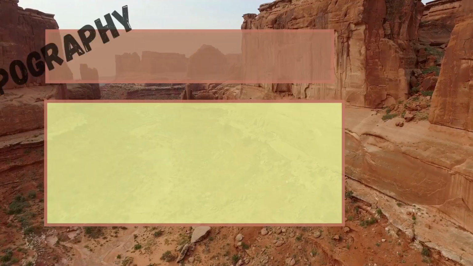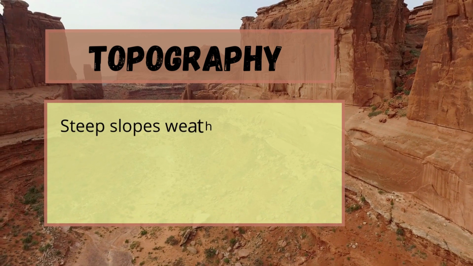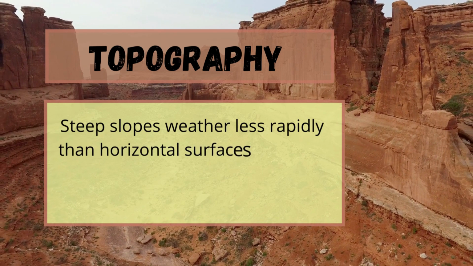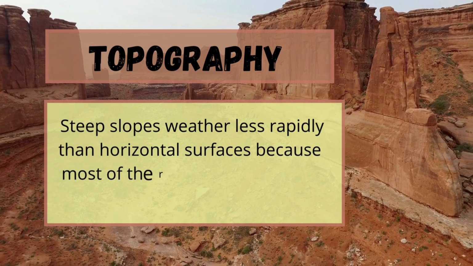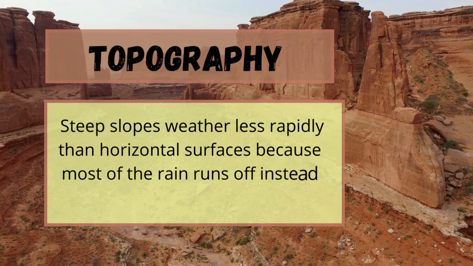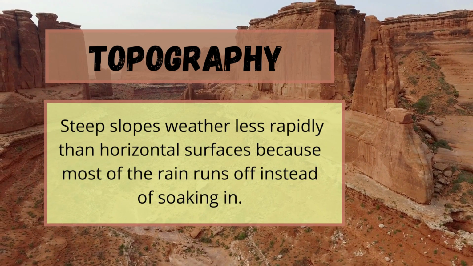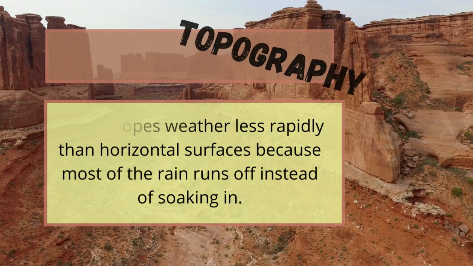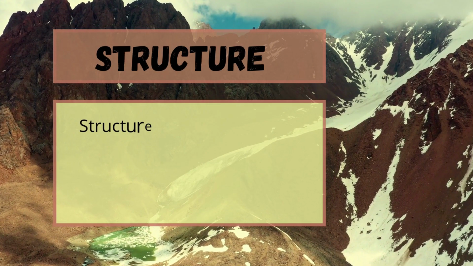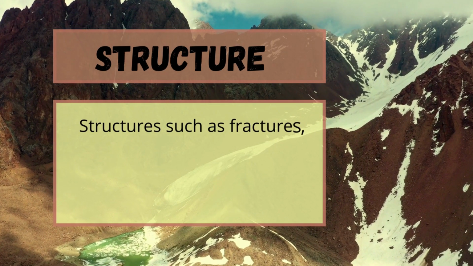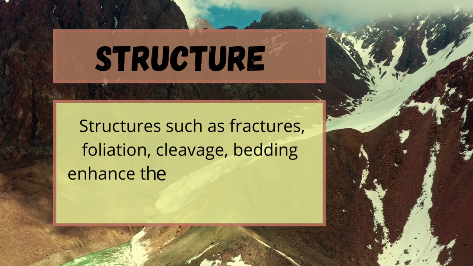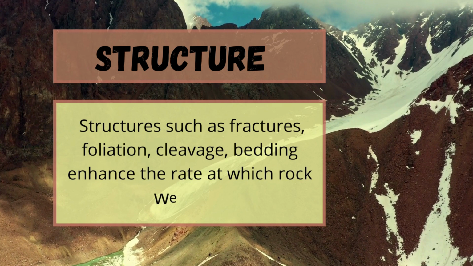Number 3 is topography. Steep slopes weather less rapidly than horizontal surfaces because most of the rain runs off instead of soaking in. For number 4, structure. Structures such as fractures, foliation, cleavage, and bedding enhance the rate at which rocks weather.